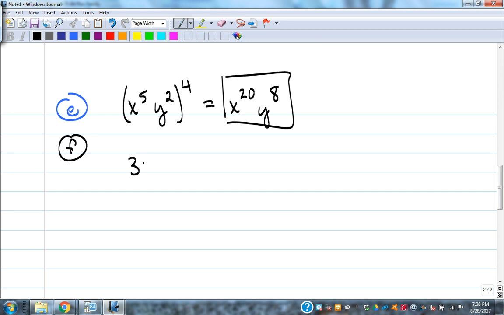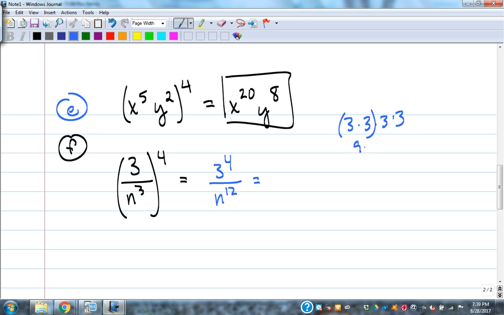3 over n to the third, parentheses to the fourth. And 3 to the fourth power would be 3 times 3 times 3 times 3. I think about that as, oh, well, that's 9 times 9 is 81. Last year, sometimes we would do something like that, and if we didn't take 3 to the 4 down to 81, it would mark it wrong.